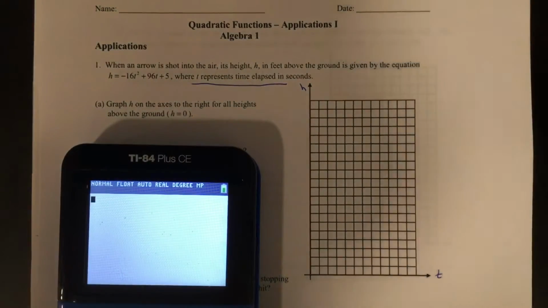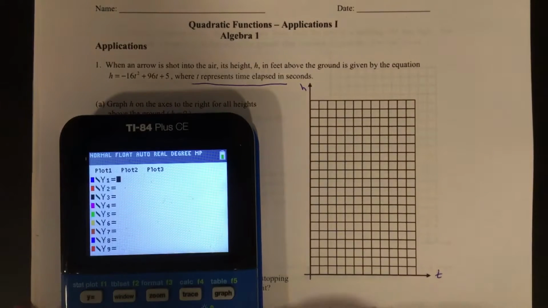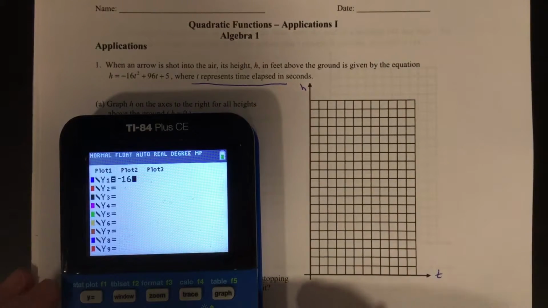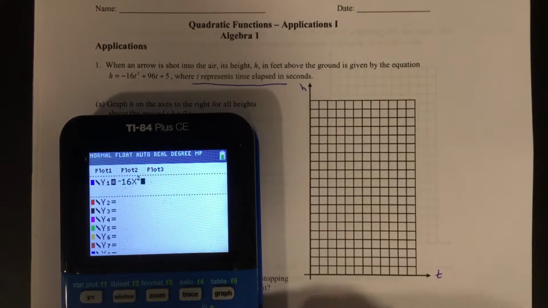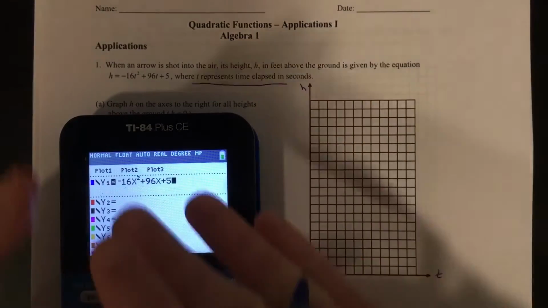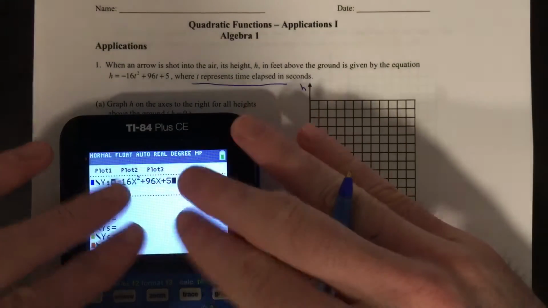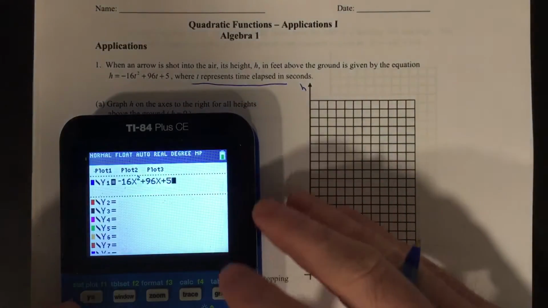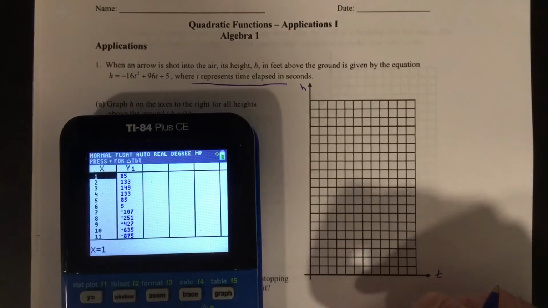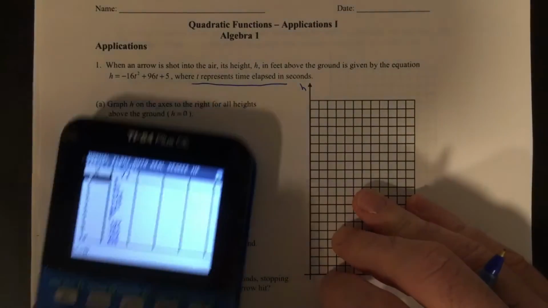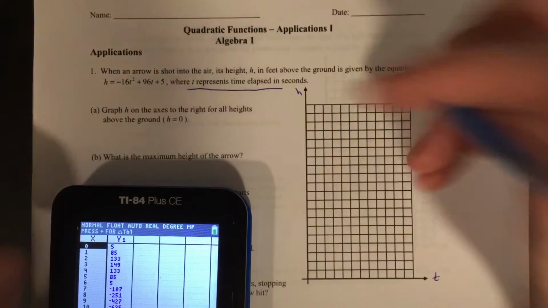Okay, so I go to y equals negative 16, remember, we're using x instead of t, plus 96x plus 5. Again, I could hit graph, but it's not going to show up on mine. On the computer, you may be able to zoom, even with your fingers. But I'm going to hit second graph to look at my table. I'm going to create my table.